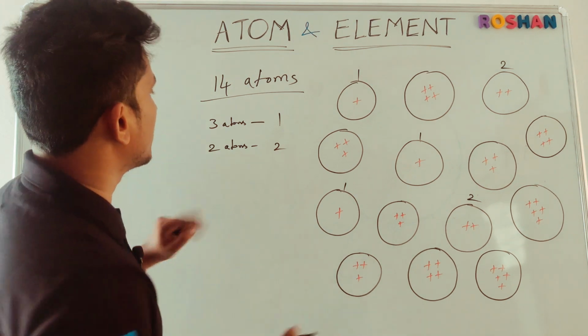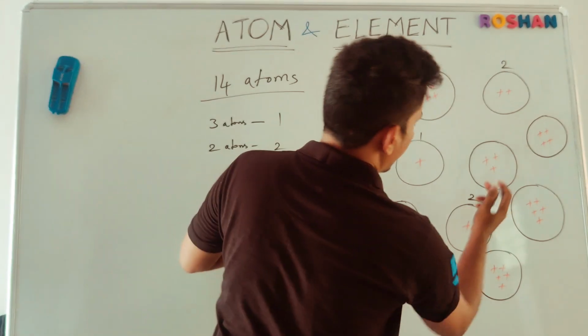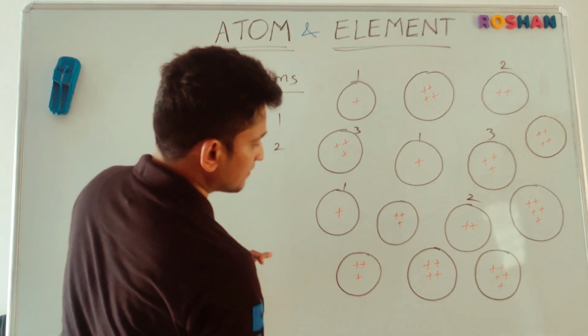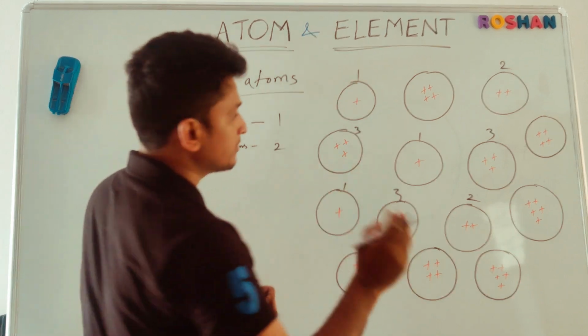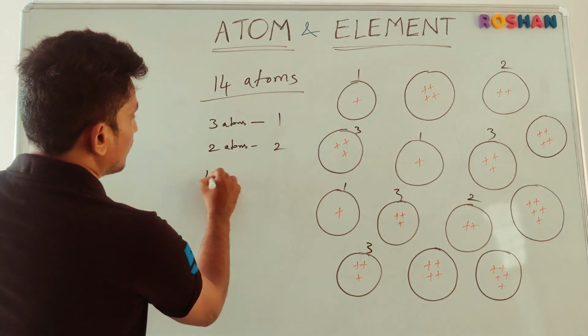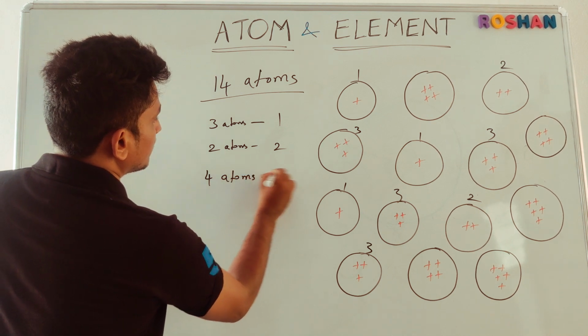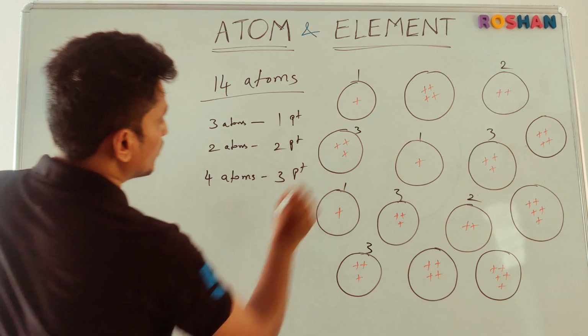Got the clarity? Now, next, third. Look at this. 3 protons here and 3 protons here and 3 protons here. Total how many atoms are there with 3 protons? 1, 2, 3, 4 are there. So 4 atoms with 3 protons each. Yes or no?